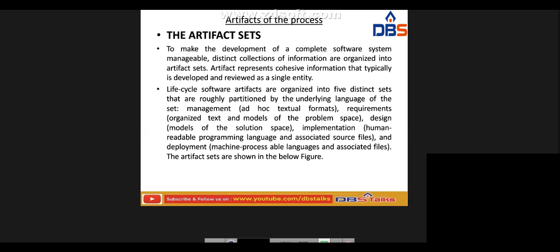The lifecycle software artifacts are organized into 5 distinct sets partitioned by underlying languages: management, which is in textual format; requirements, the model of the problem space; design, and implementation, the human readable programming language and associated source; and deployment. The artifact sets are shown in the below figure. So these are the main 5 artifacts: management, requirements, design models, implementation and deployment, of the software development life cycle.